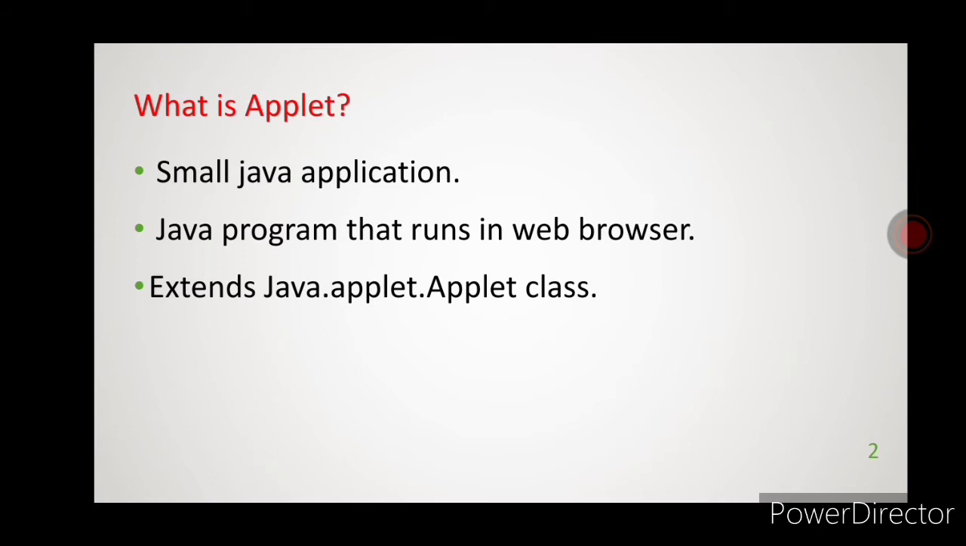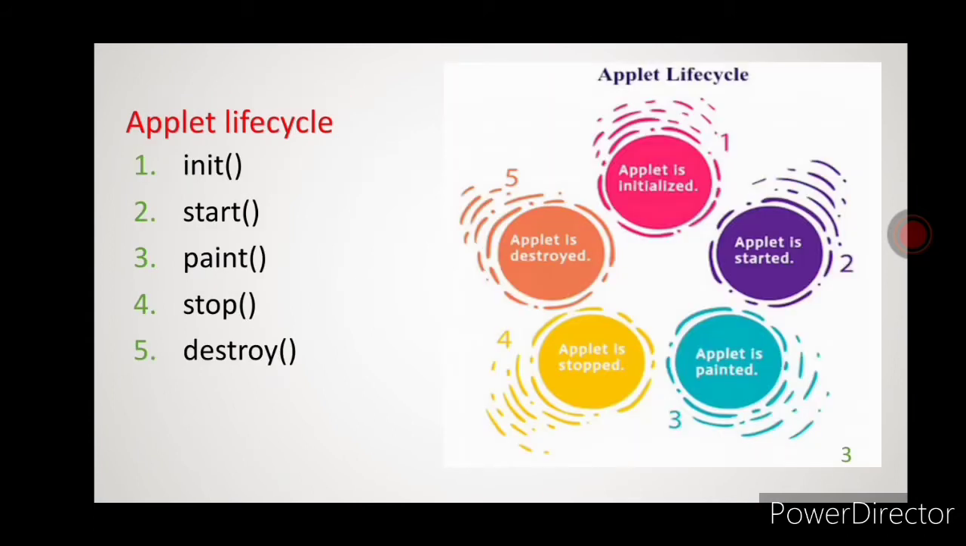Then how will it execute without a main method? When we execute an applet class, the JVM itself creates an instance of the applet class and it invokes the init method to initialize the applet. Okay. Next, we will see the applet life cycle.